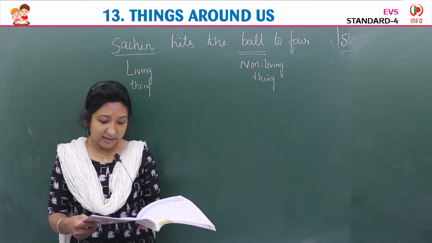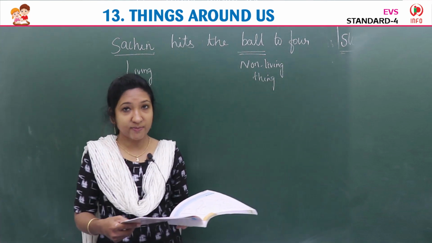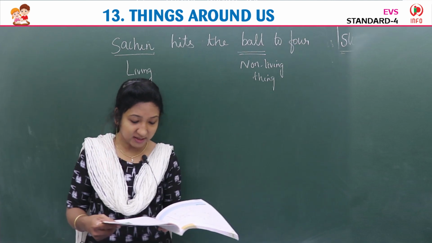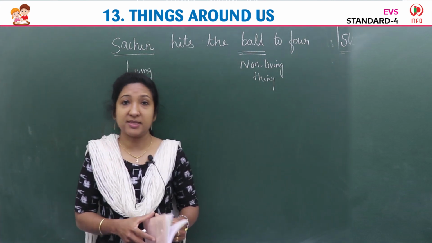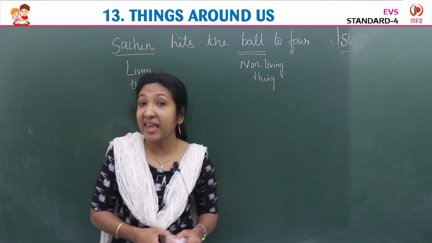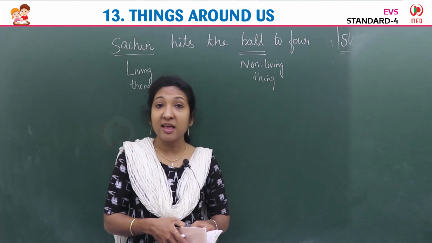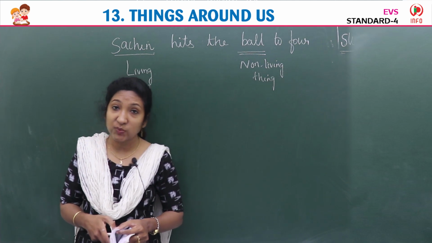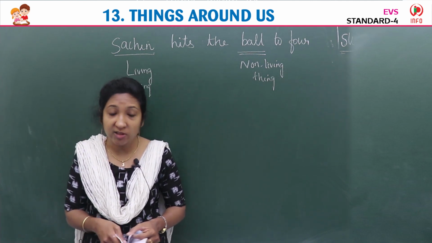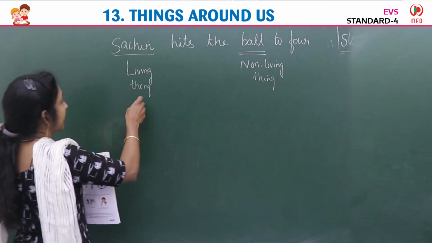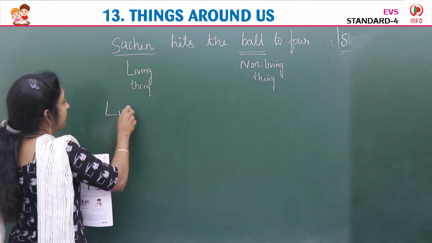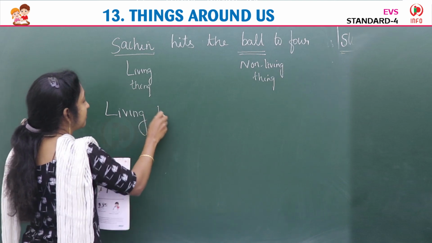Natural things can be classified into two types. That also we have seen, isn't it? They are living things and non-living things. So we are going to learn in detail about living things and non-living things, their characteristics, features, etc. Okay, children? So the first one is living things.